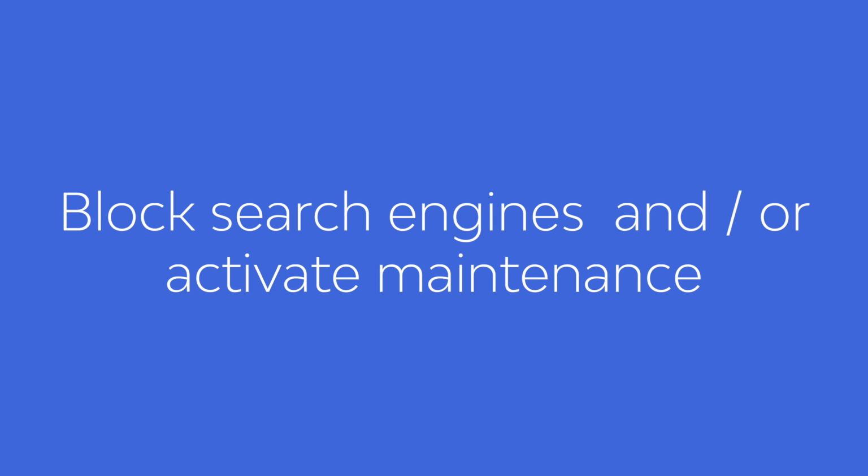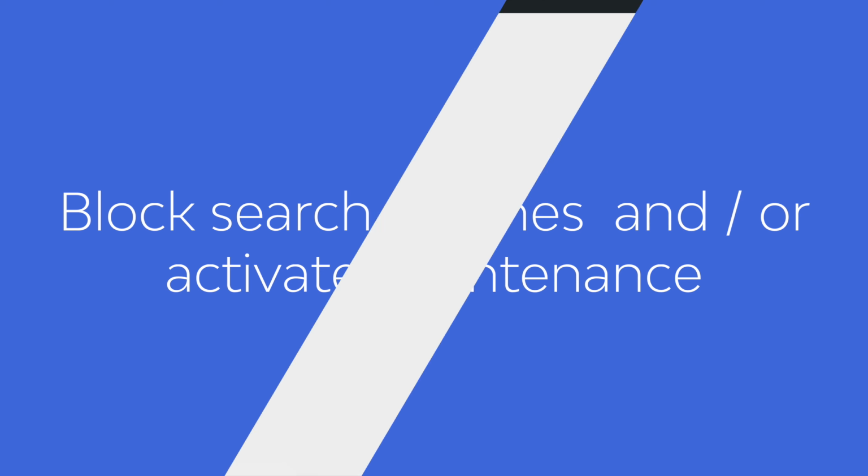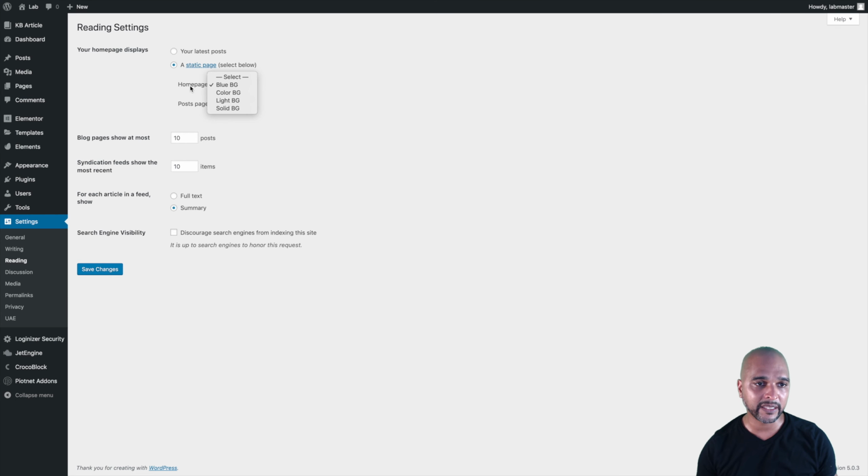Next, I go to settings reading, and if you already have a page, you can select a page as a home page, but we'll see that later because usually at that stage you don't have any page yet, so you come back to this spot later. Don't forget to do that to specify your homepage. But right now, what I want to do is discourage the search engines from indexing this site. So I'm just going to take that option and I save the changes.